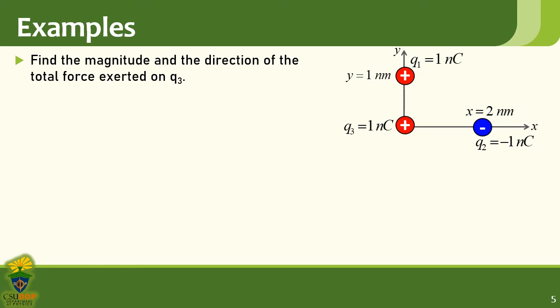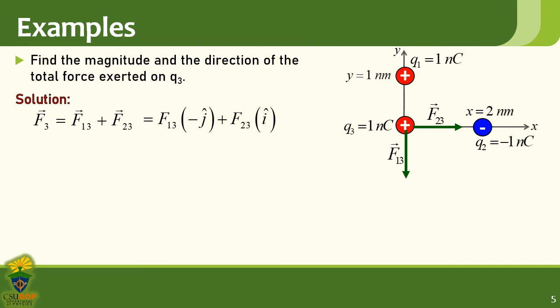There are only two forces acting on Q3, the force exerted by Q1 on Q3, F13, and the force exerted by Q2 on Q3, F23. The total force is then the vector sum of these two. Q1 will push Q3 down, while Q2 will pull Q3 to the right. In terms of vectors, these forces are given as these.